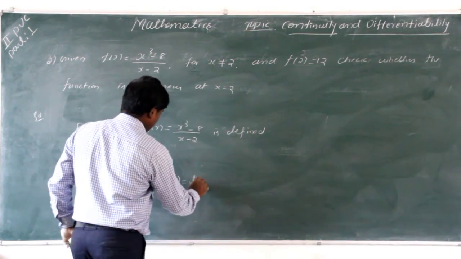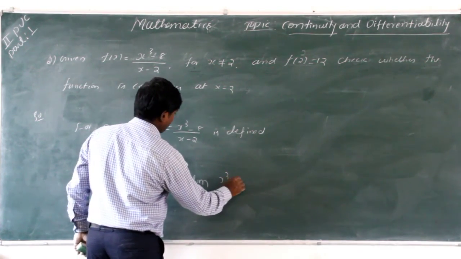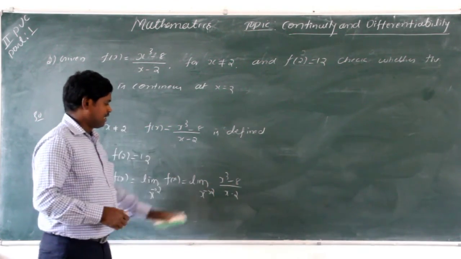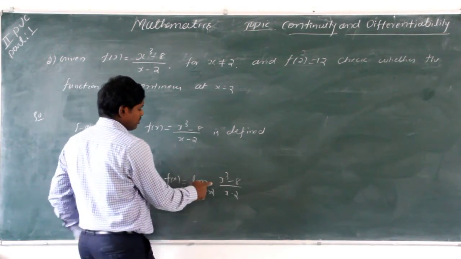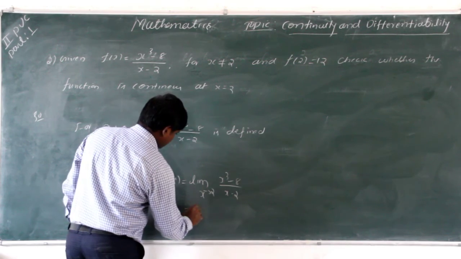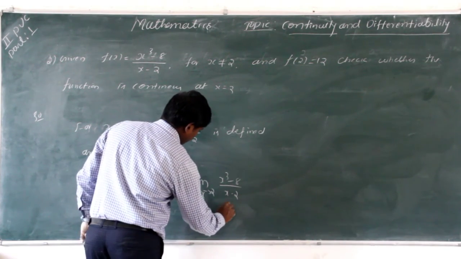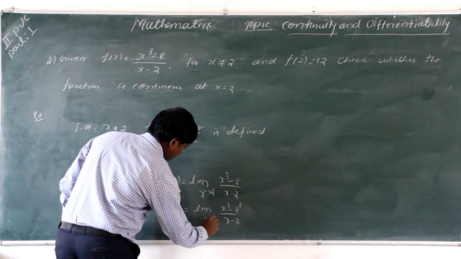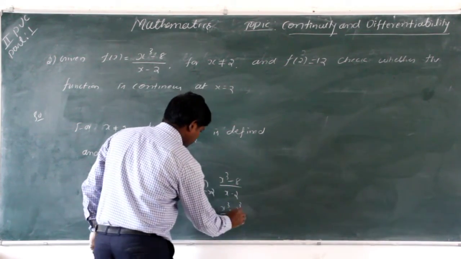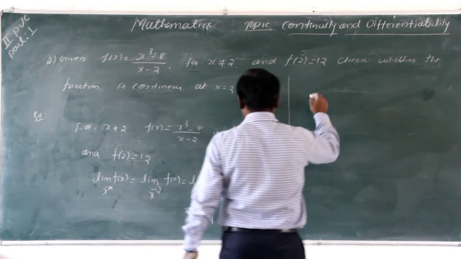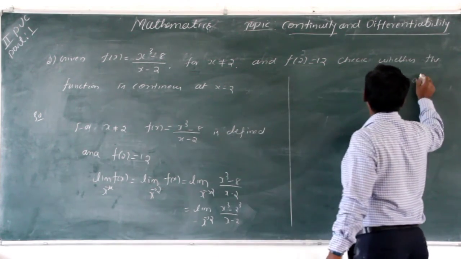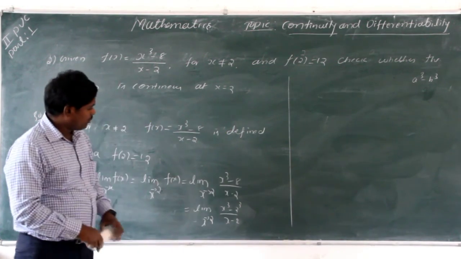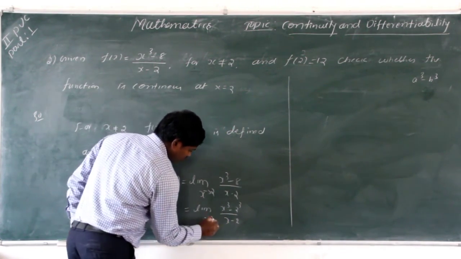Which is equal to the limit of (x cube minus 8) divided by (x minus 2) as x tends to 2. Here at x equal to 2 this is not defined. So this can also be written as the limit of (x cube minus 2 cube) divided by (x minus 2) as x tends to 2. We expand this using the a cube minus b cube formula, so that x minus 2 in the numerator and denominator cancel.